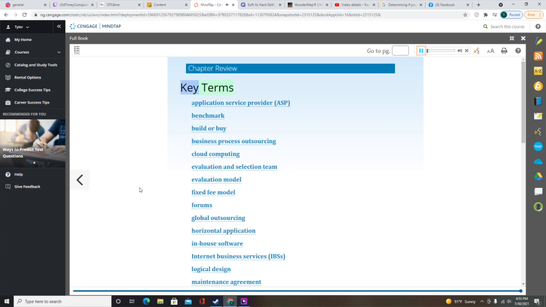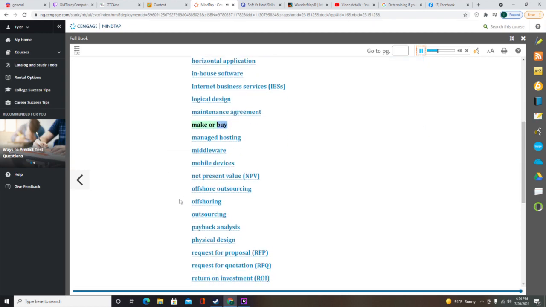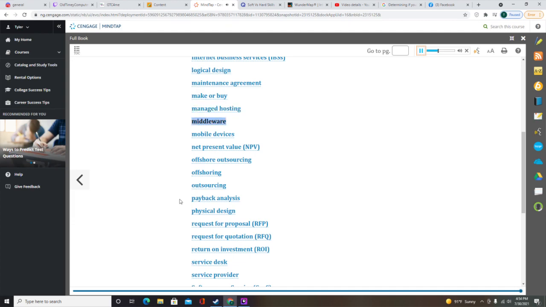Chapter Review. Key terms. Application Service Provider, ASP. Benchmark. Build or buy. Business process outsourcing. Cloud computing. Evaluation and selection team. Evaluation model. Fixed fee model. Forums. Global outsourcing. Horizontal application. In-house software. Internet business services, IBS. Logical design. Maintenance agreement. Make or buy. Managed hosting. Middleware. Mobile devices. Net present value, NPV. Offshore outsourcing.